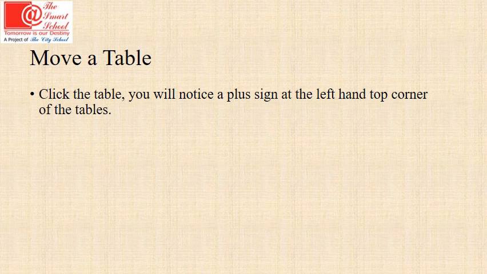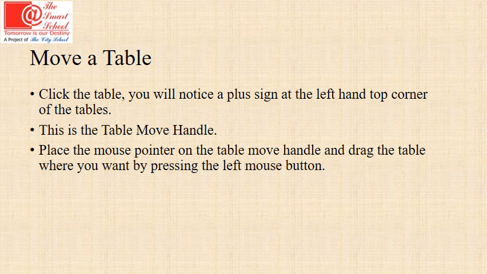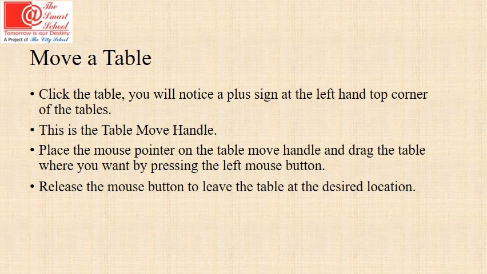We can also move a table in a Word document to a specified or desired location in the Word document. To move a table, click the table. You will notice a plus sign at the upper left corner of the table. This is the table move handle. Place the mouse pointer on the table move handle and drag the table where you want by pressing the left mouse button. Release the mouse button to leave the table at the desired location.